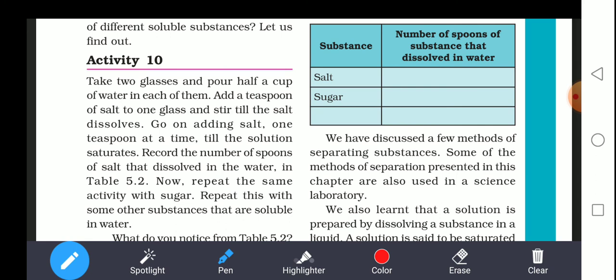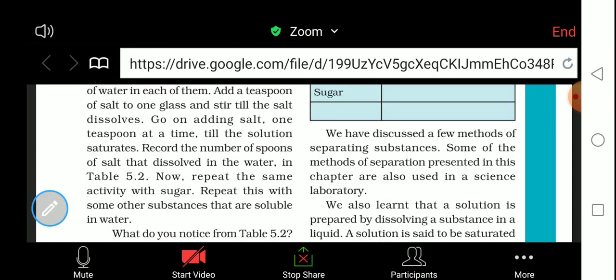Take two glasses and pour half a cup of water in each of them. Add a teaspoon of salt to one glass and stir till the salt dissolves. Go on adding salt, one teaspoon at a time, till the solution is saturated. Record the number of spoons of salt that dissolve in the water in table 5.2. Now repeat the same activity with sugar and other substances that are soluble in water. Here, salt and sugar are given. You can count and record the number of spoons of each substance that dissolve in water.